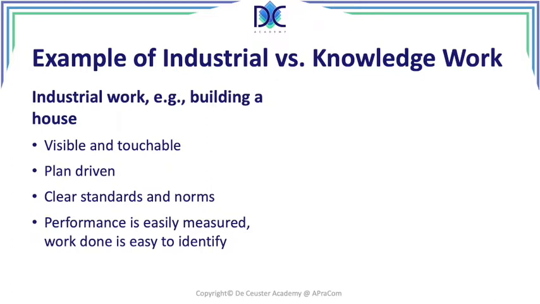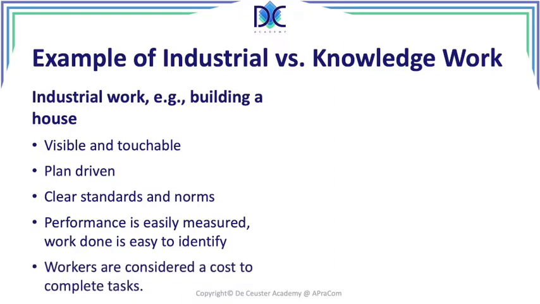Performance is easily measured. Work done is easy to identify. Typically in a building at a certain moment, the owner or the customer and the company that's doing the work, they go together, they make a statement of work that has been completed, it can be measured, and an invoice can be sent to pay partially for the work done. So these things are done step by step. Workers typically are considered to be a cost to complete the task. We calculate how much it costs to do the work. So basically, these are the elements specific for industrial work.